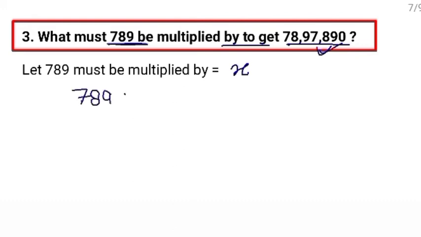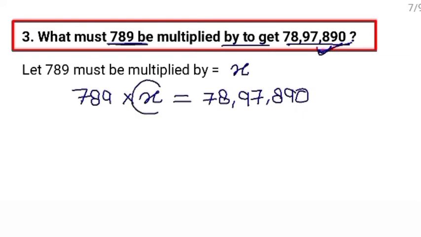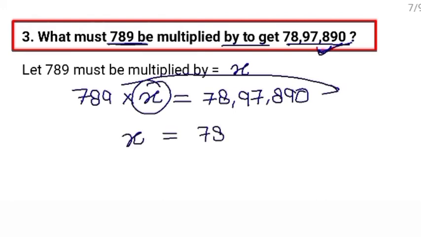Now write the statement. If we multiply 789 by x, then we get 78,97,890. But we want to find this number. So we will move this 789 to the other side. x is equal to 78,97,890. Here this was multiplication. After moving to this side, this will be division.